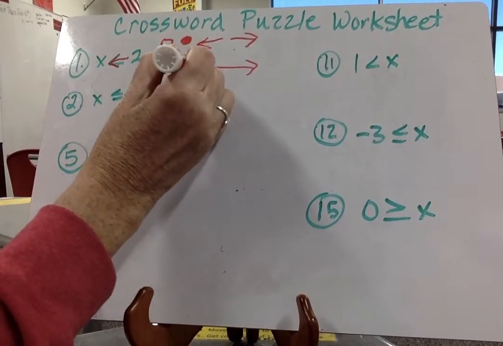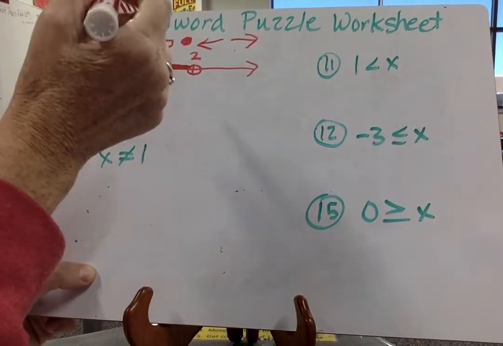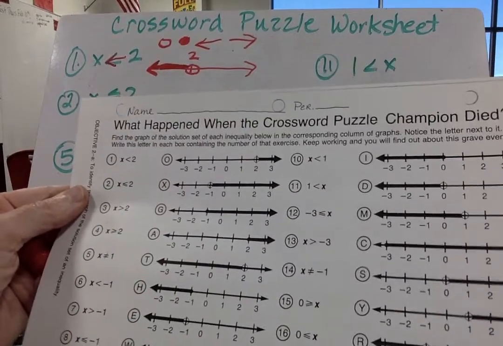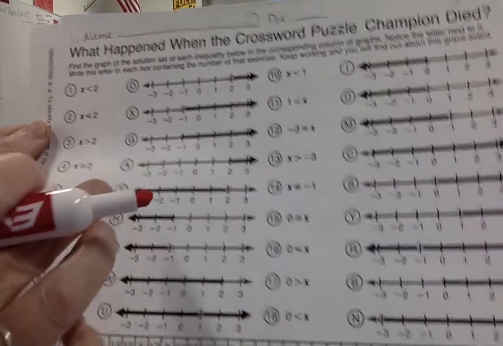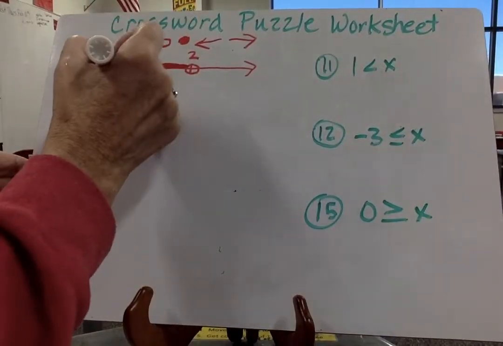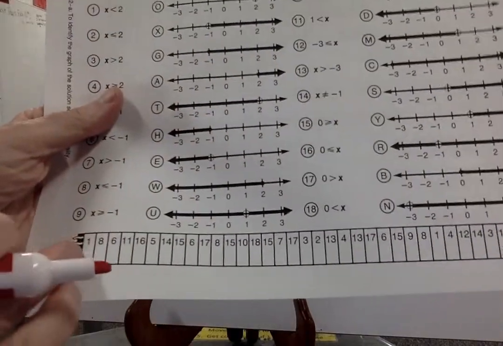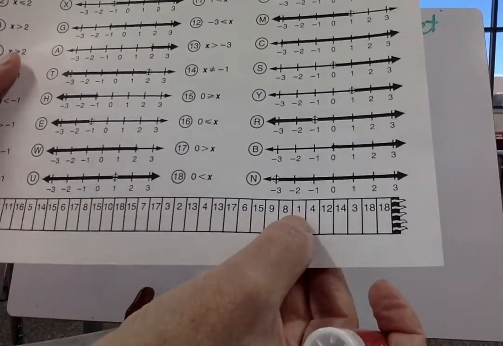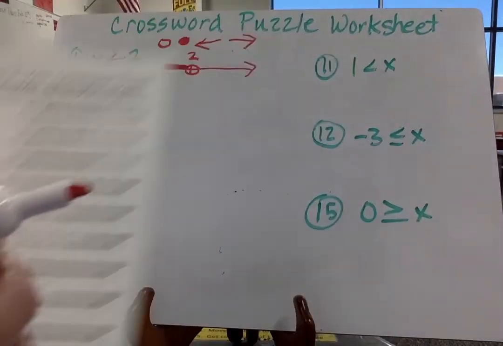And again, you have to double check to make sure that the variable's on the left side, okay? So if I look down at my list here, which one shows an open dot at 2 shaded to the left? T. So number 1, I'm going to put T. Then down below, wherever there's a 1, right here, I'm going to put T. Over here, I'm going to put T, so you put a T wherever there is a number 1, okay?